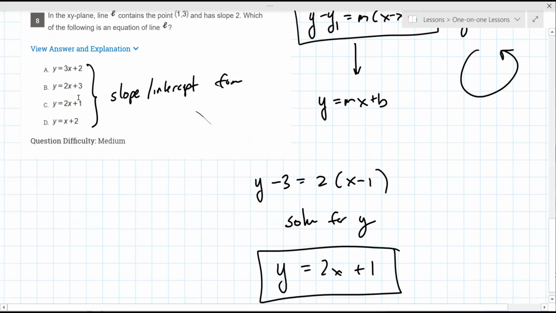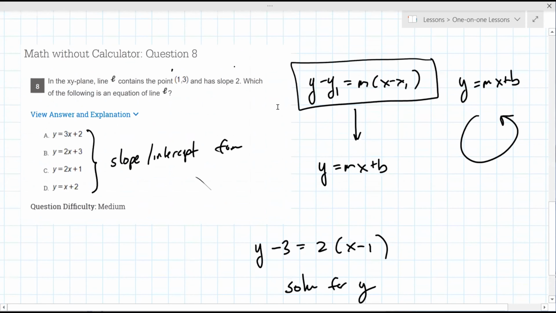I'm not sure why you got it wrong. It doesn't really matter. Because it has a slope of 2, you could eliminate those two right away. And if you get down to two, I'm okay with messing around with the answers. You could put in this point and see, does it work there? Does it work there?